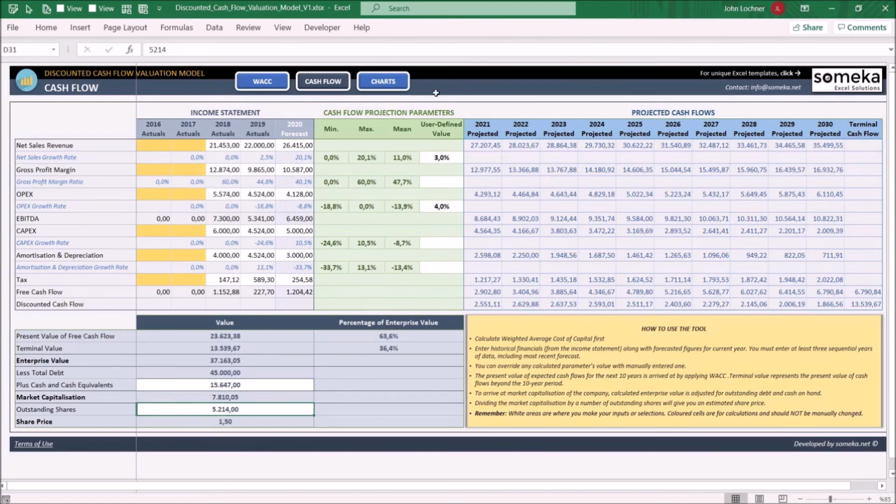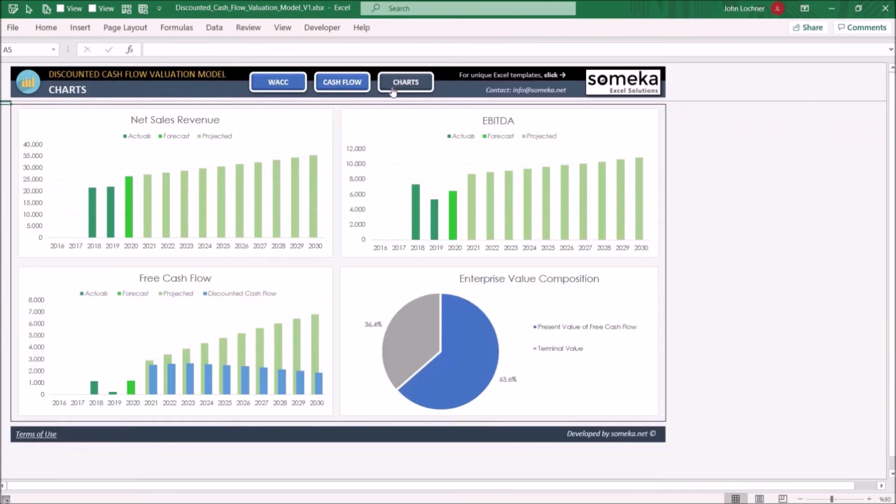And lastly, on the chart section, you may check the net sales revenue, EBITDA, free cash flow, and enterprise value composition.